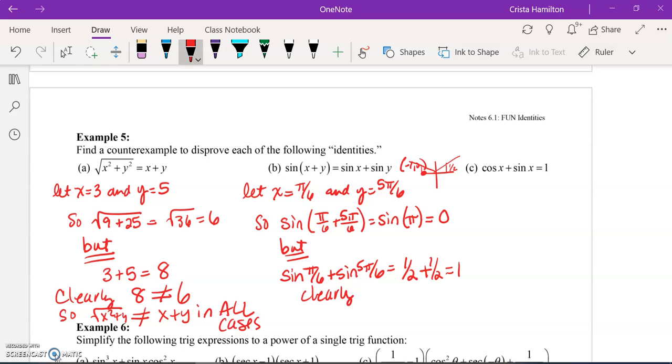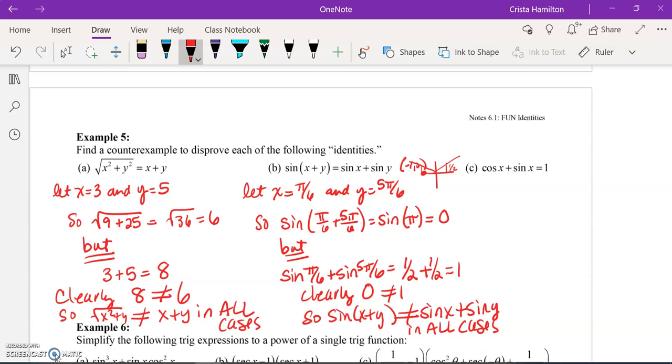Clearly, 0 does not equal 1. So the sine of x plus y does not equal the sine of x plus the sine of y in all cases. Now, that's not to say that it doesn't sometimes work. Remember, this isn't saying that it never works. It just says that it doesn't work for all cases, so it's not an identity. So if it's not an identity, you cannot use it to substitute when you're simplifying or solving.